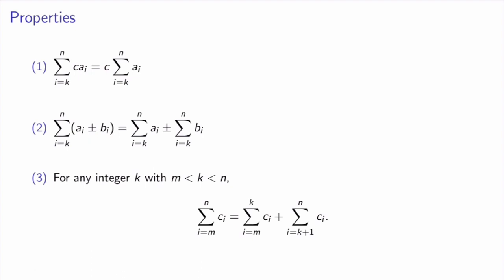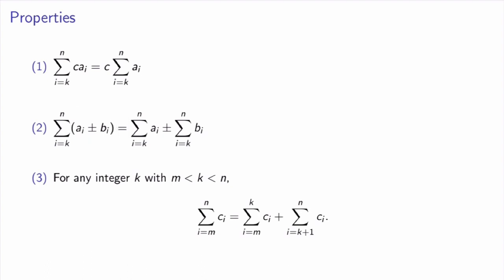The first one is straightforward. It says that if you have a summation of a whole bunch of terms that have a common factor of C, then you can just factor out the C, and the summation becomes C times the summation of the a_i. That's clear because every term will be of the form C times a_i. So again, just factor out the C and I get C times a_1 plus a_2 all the way to a_n.